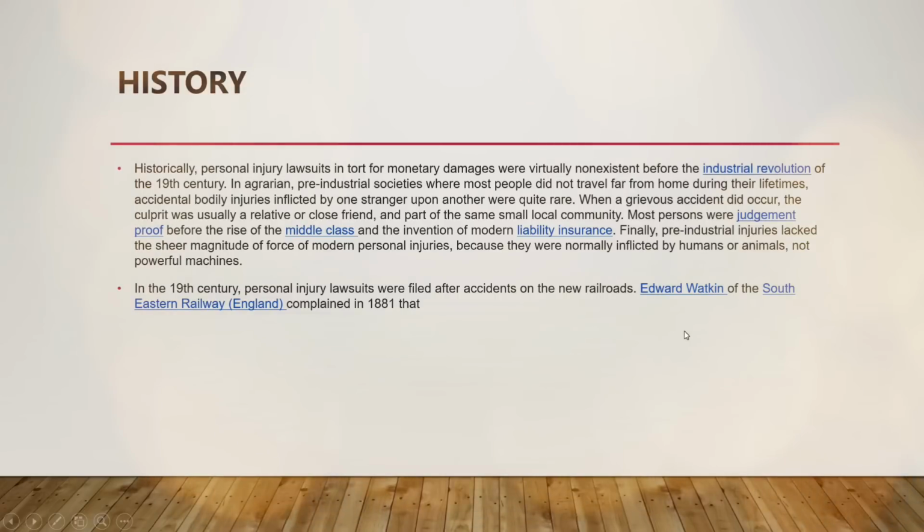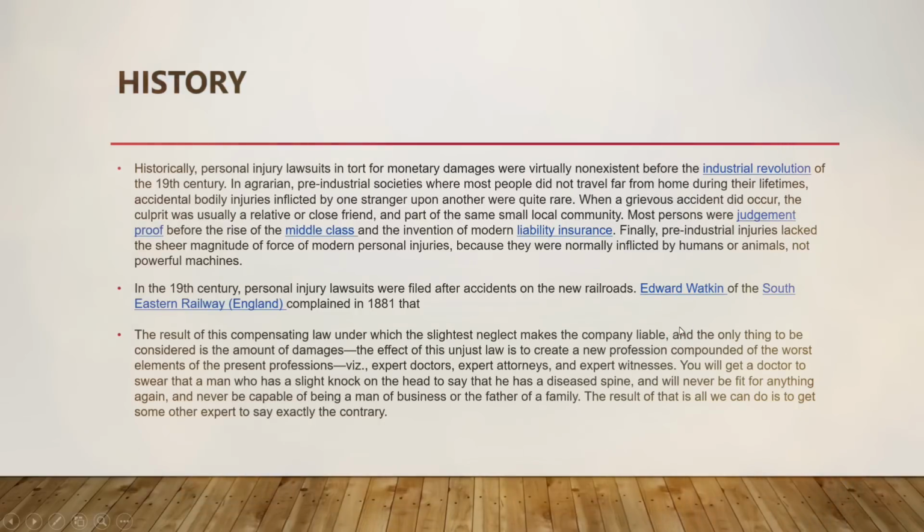Edward Watkin of the South Eastern Railway, England, complained in 1881 about the result of the compensating law under which the slightest neglect makes the company liable, and the only thing to be considered is the amount of damages. The effect of this unjust law is to create a new profession compounded of the worst elements of the present professions: expert doctors, expert attorneys, expert witnesses.